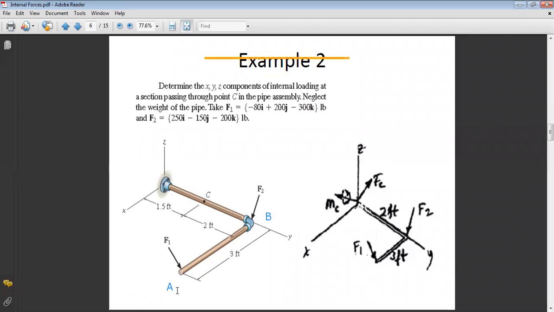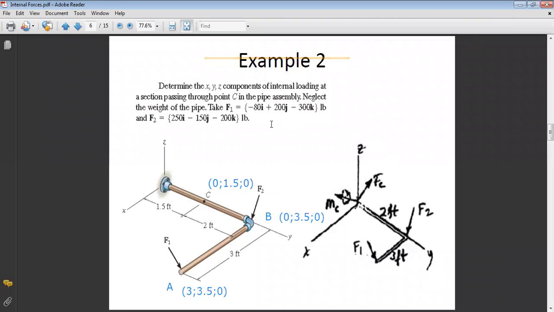So for point A, as you can see in the figure, it is on the XY plane. So for point A, we have 3 along X and 3.5 along Y and 0 along Z. Now for F2, for point B, we have B on the Y-axis, so it's 0, 3.5, 0. And for point C, it is also on the Y-axis, so it is 0, 1.5, 0. Okay. Now I am ready to write my equation of moments.